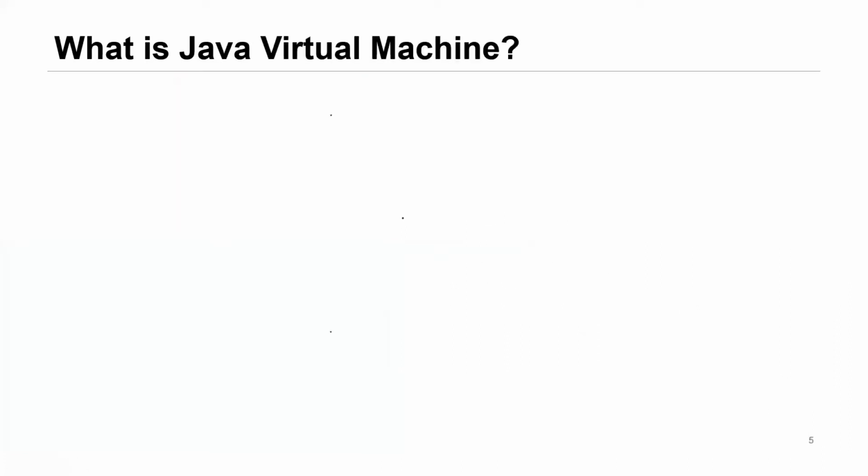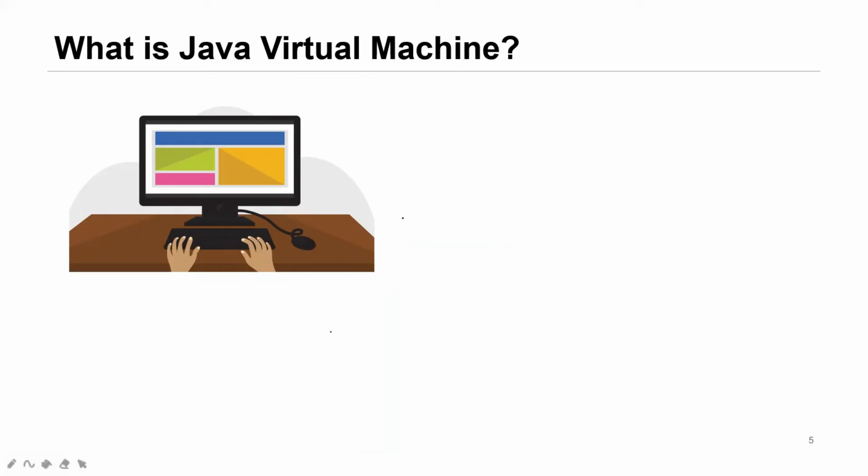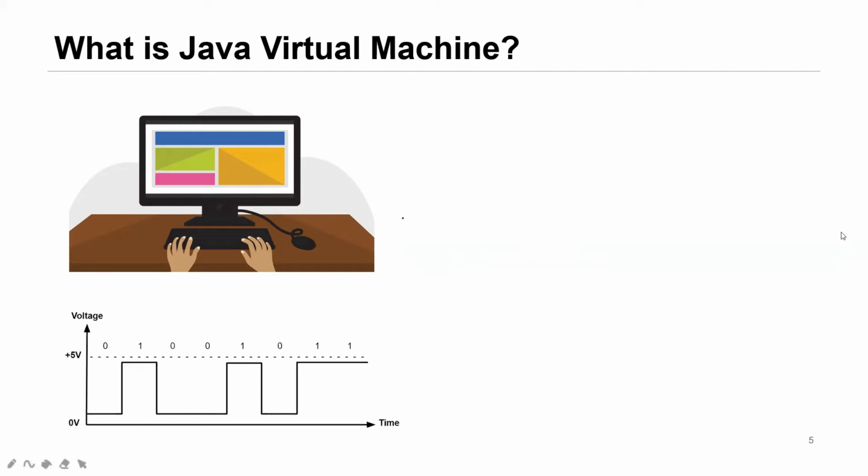Next, what is the Java Virtual Machine? Before we can understand what the Java Virtual Machine is, we need to know that a computer is an electronic device that can only understand electronic signals. Text are identified with electronic pulses. So again, a computer does not understand human languages.